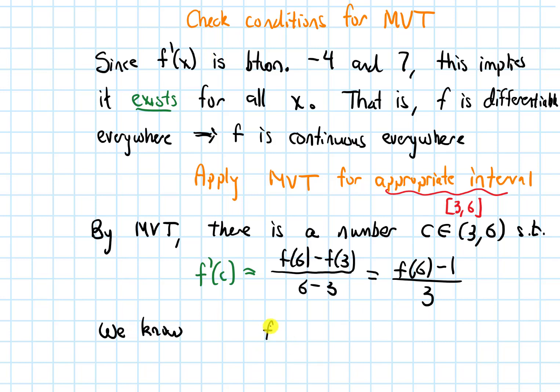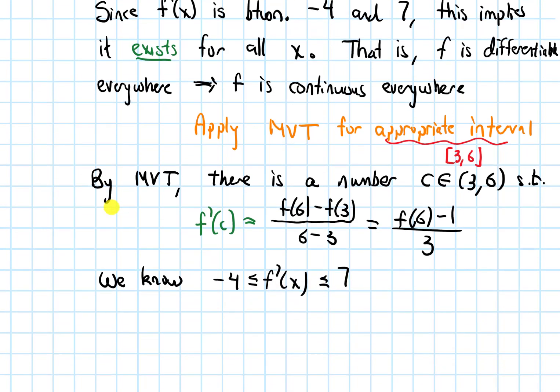We know f prime of x is always in between -4 and 7. It could be equal to both of them. That was given to us. So this implies that -4 is less than or equal to, I'm going to leave a space, is less than or equal to 7. And f prime of c is a derivative at a particular point. So that derivative should also be between -4 and 7. So I should be able to plug in f of 6 minus 1 over 3 in here.